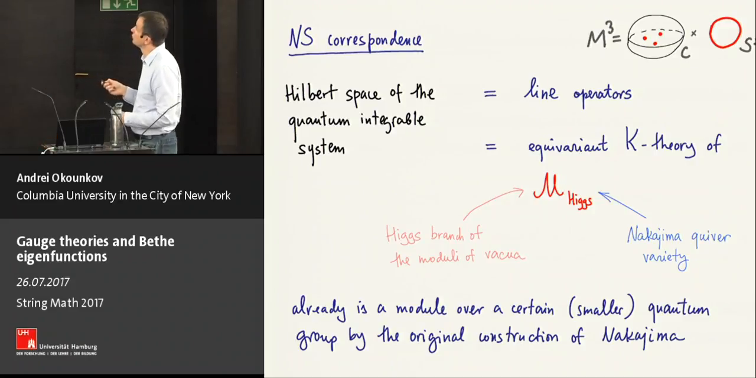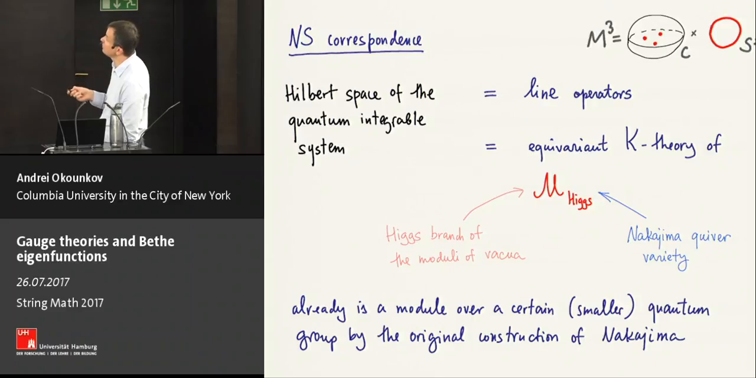And an encouraging sign, of course, already at the development of this correspondence was that this quiver K-theory had been made a module over a quantum group previously by the work of Nakajima. In some sense, this was the reason for the invention of this space, to provide a geometric realization of modules over some quantum group. So this was certainly a very important input in this correspondence.